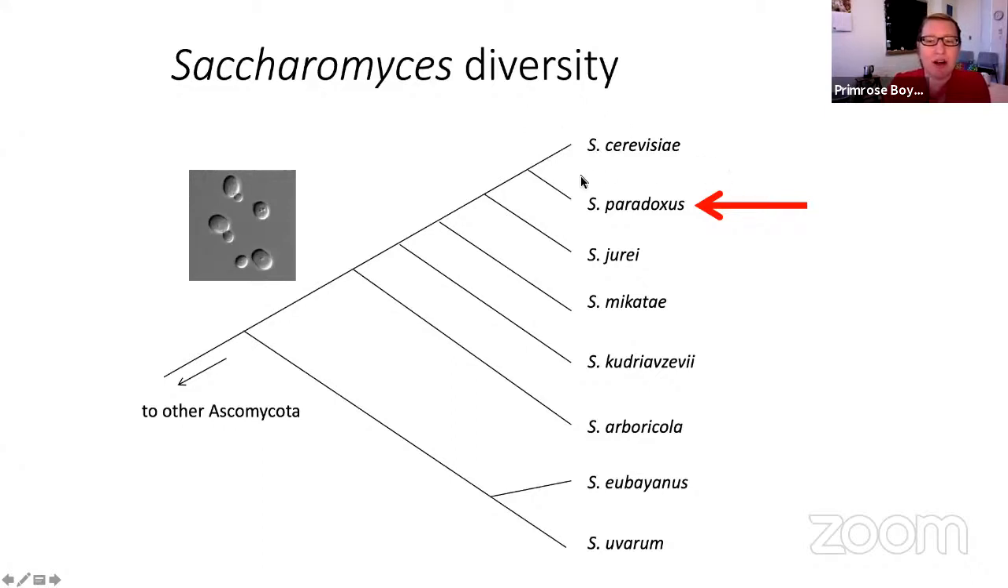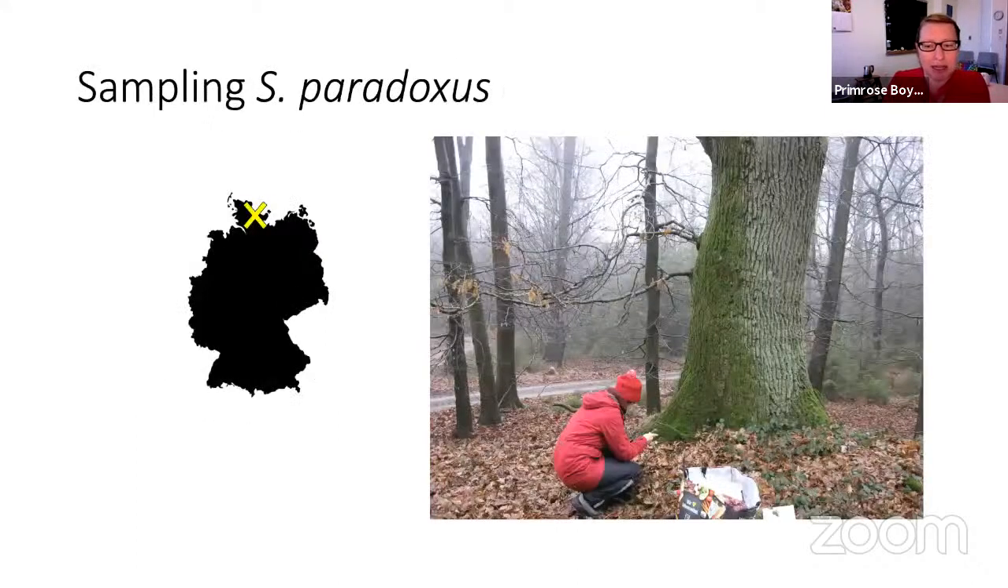And I have a red arrow pointing to a yeast called Saccharomyces paradoxus. It's the closest wild, completely wild relative of Saccharomyces cerevisiae. There are wild and domesticated cerevisiae. There are only wild Saccharomyces paradoxus. And that's the yeast that I've been working with in Germany. And we can find this yeast out in the forest.